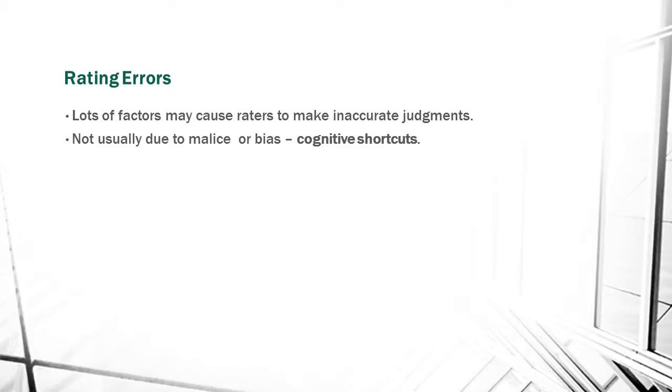In fact, the majority of error or bias in ratings is often quite unintentional. There are lots of things that come in that can affect the accuracy of raters' judgments, and in general, we find that it's not necessarily deliberate or intentional. The primary reason that raters seem to make inaccurate ratings is due to reliance on what we call cognitive shortcuts or heuristics, ways to simplify this complicated task of combining a lot of performance information and turning it into a rating.